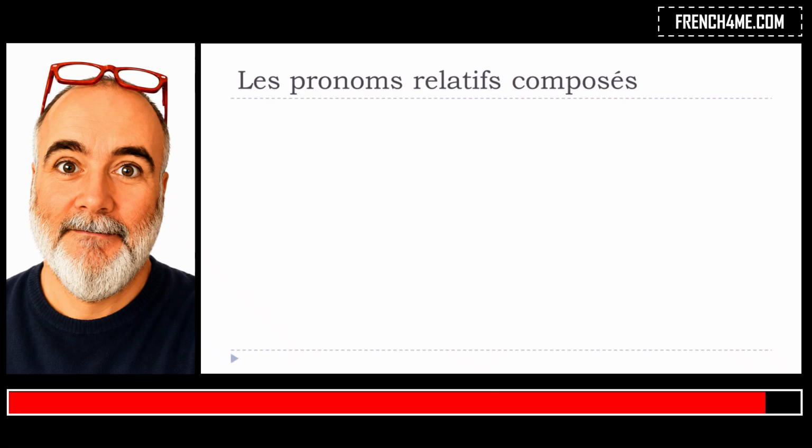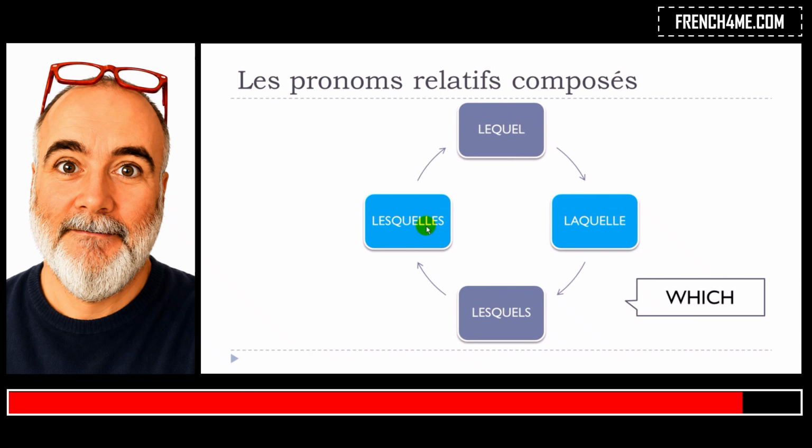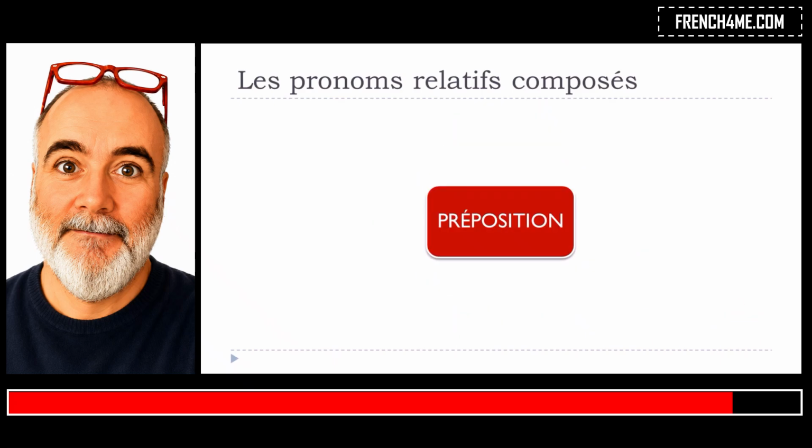In this video we'll focus on four things. The first one will be lequel, then the feminine form laquelle, then lesquels, masculine plural, and lesquelles, the feminine plural. If you want to translate these basic pronouns directly to English, you could use this: which.